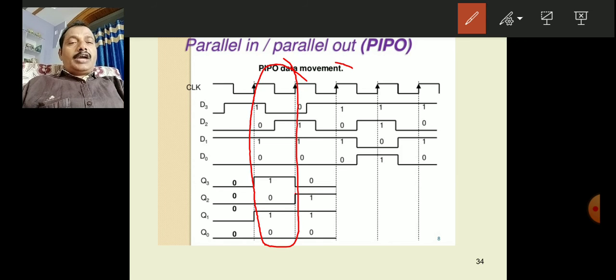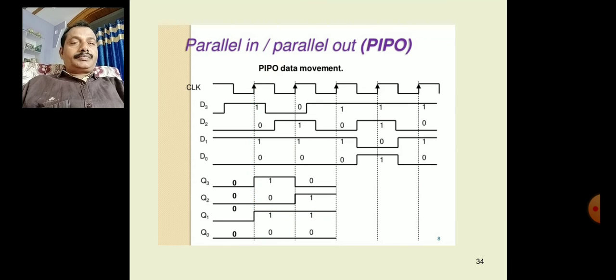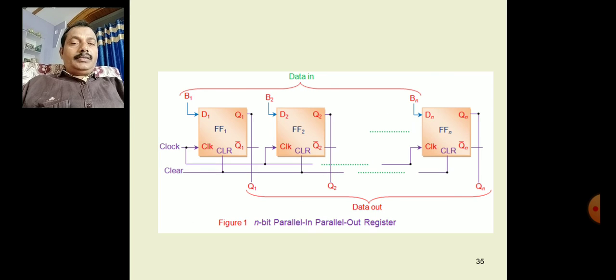And in the next clock pulse, new data arrives, new data is also shifted. 0 1 1 0 0 1 1 0. One clock pulse is enough for parallel in, parallel out. So this is the n bit parallel in, parallel out register. That means for n number of data bits, you need n number of D flip-flops connected like this. So this is the n bit PIPO.